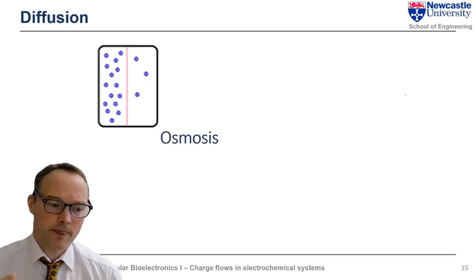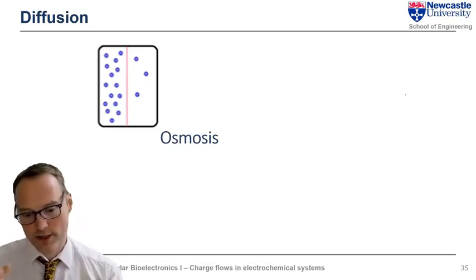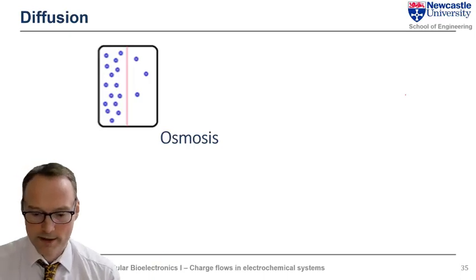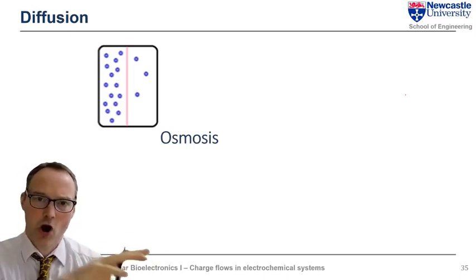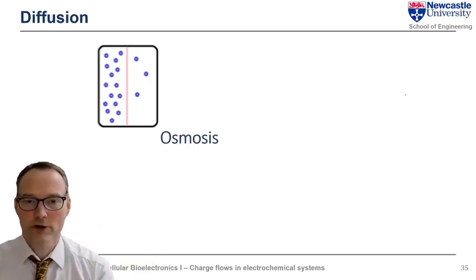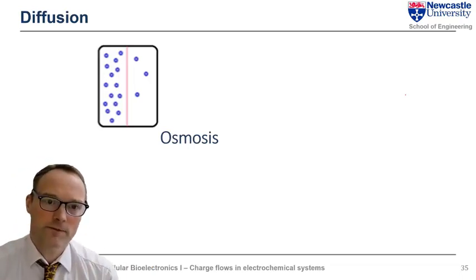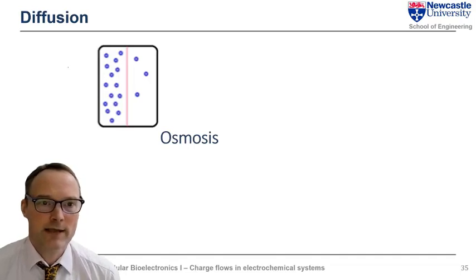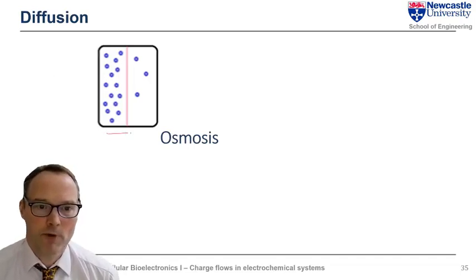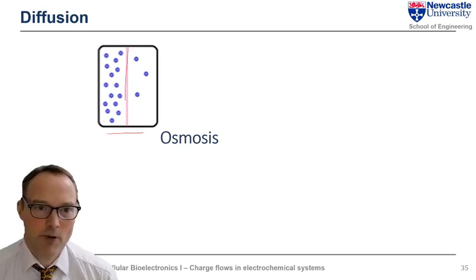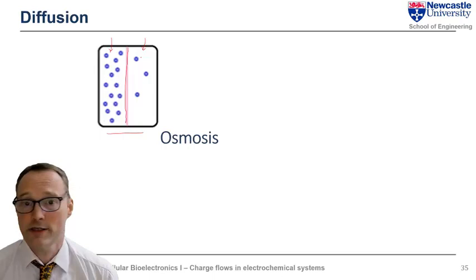Now, the first concept I want to bring forward: we've talked about drift currents, which is charge moving under the influence of an electric field, but there's also this other concept called diffusion. If we take a scenario where you've got a box, there's a bar in the middle of that box, and on one side there's a high concentration, on the other side there's a low concentration.